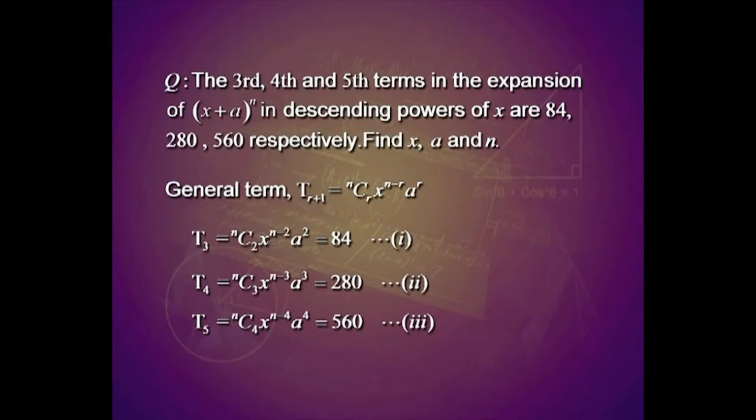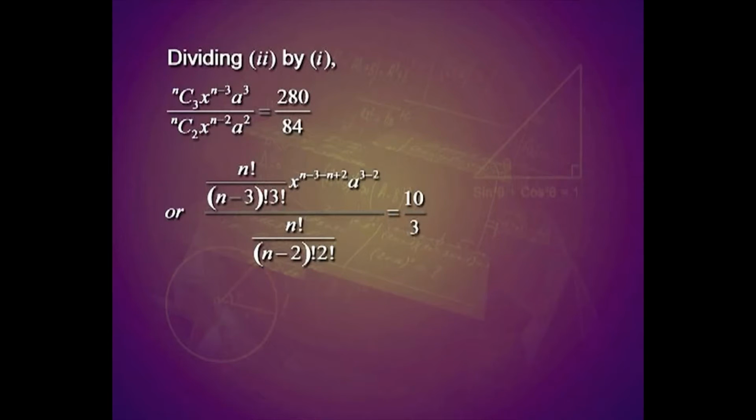So, what I can do is I can start by dividing, simplifying. Starting with the second equation divided by the first, I get nC3 x to the power n minus 3 a cube divided by nC2 x to the power n minus 2 a square equal to 280 by 84. Now, this will get simplified a whole lot, but to do that I must rewrite nC3 and nC2 in terms of factorials, club the powers of x and a, and of course 280 by 84 also simplifies to be 10 by 3.